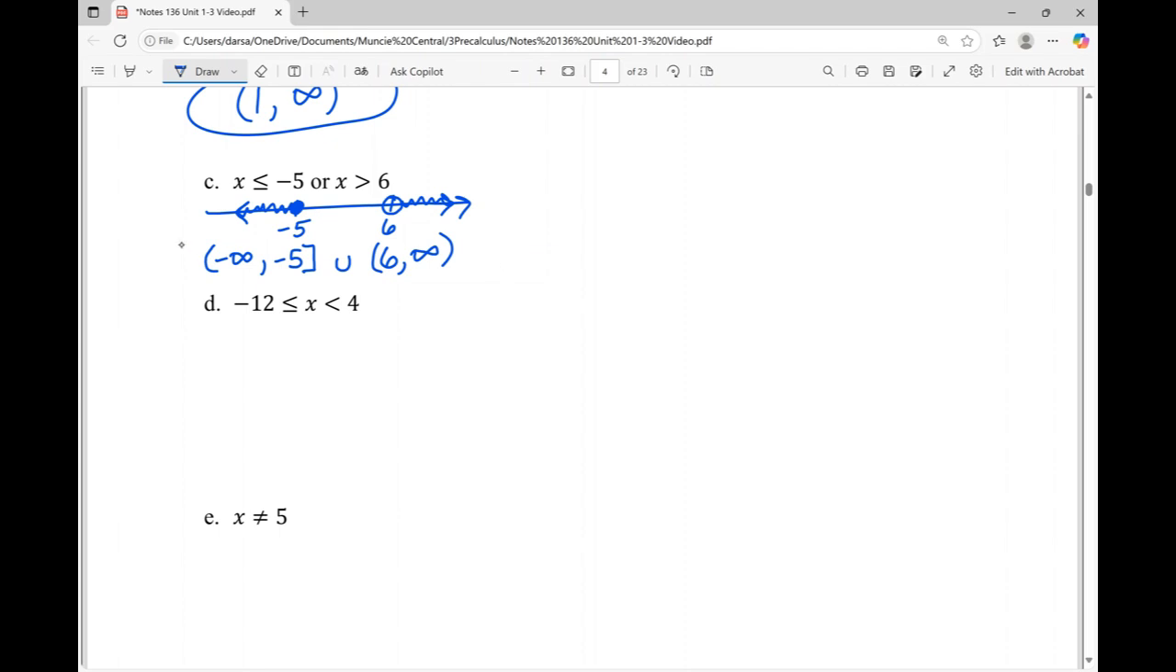But this is the answer that we want to represent the shaded portion or the shaded answers. This is our interval notation. All right, let's look at two more really quickly.